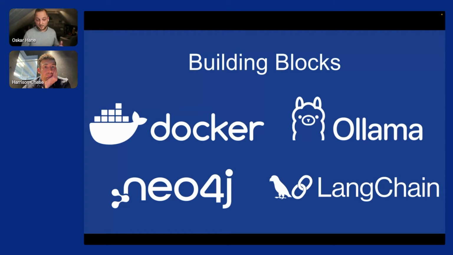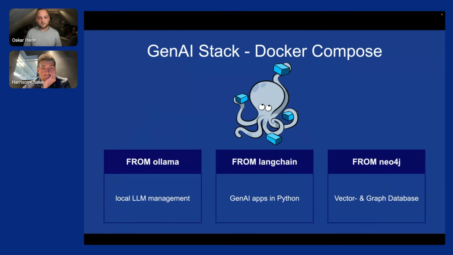We use Neo4j as the knowledge graph and the similarity search, the vector index of Neo4j. And we use LangChain to orchestrate the applications, all the communication that happens and the common interfaces. So we have a few Docker images. We got the Ollama one, we got the LangChain one, and the Neo4j one.